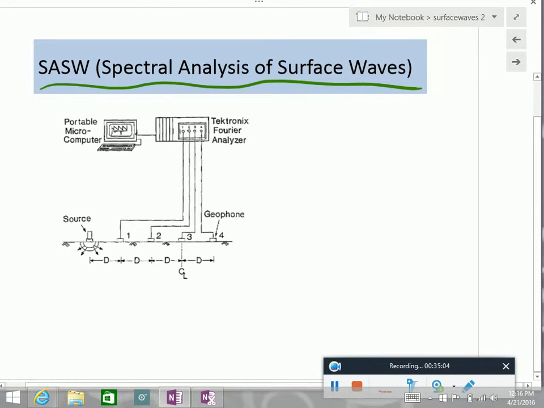So now let's see how we get this dispersion curve. How does it work? This is kind of old-fashioned. I took it from the data. Pay attention that it says portable microcomputer, like the wording. It's from when everything was very basic.